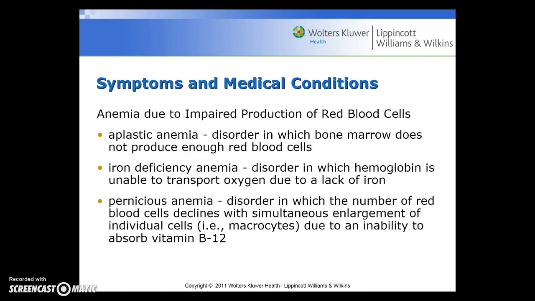Anemia due to impaired production of red blood cells includes these terms: aplastic anemia, a disorder in which bone marrow does not produce enough red blood cells. Iron deficiency anemia, a disorder in which hemoglobin is unable to transport oxygen due to a lack of iron. And pernicious anemia is a disorder in which the number of red blood cells declines, which stimulates enlargement of individual cells, for example macrocytes, due to an inability to absorb vitamin B12.